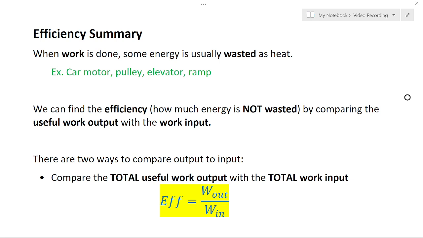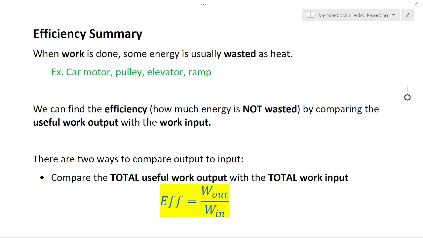We can find the efficiency. So the efficiency is how much energy is not wasted by comparing the useful work output with the work input. For the car, for example, the car consumes energy from gasoline, and some of that energy goes to pushing the car forwards, to accelerating the car, which is useful. It becomes kinetic energy. That's the useful energy.